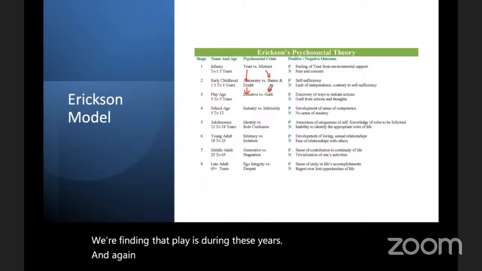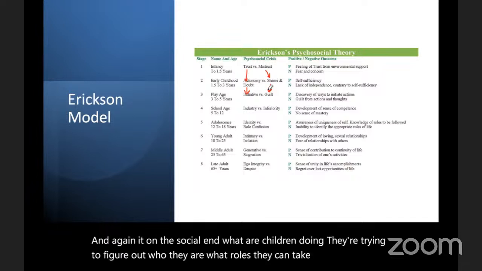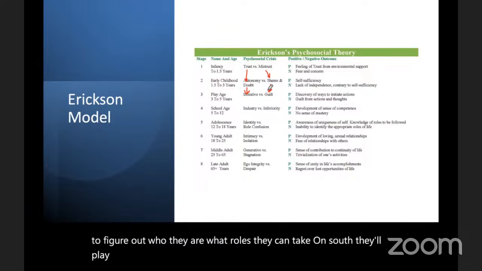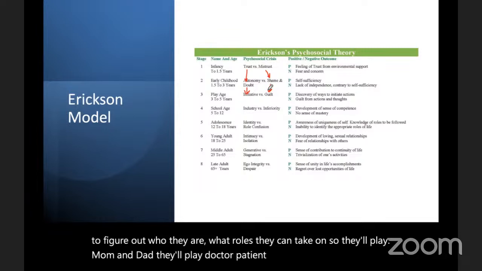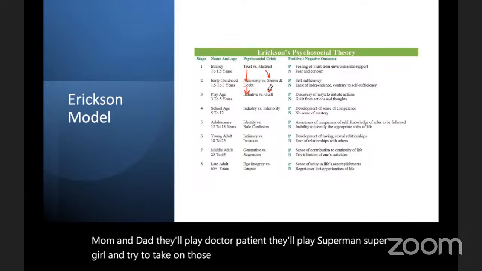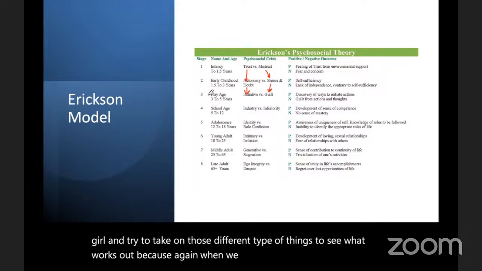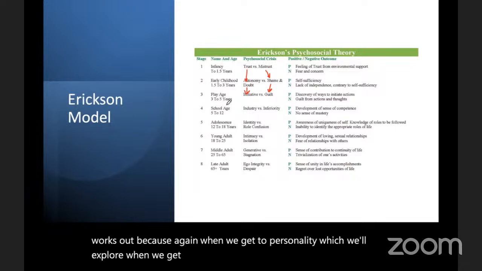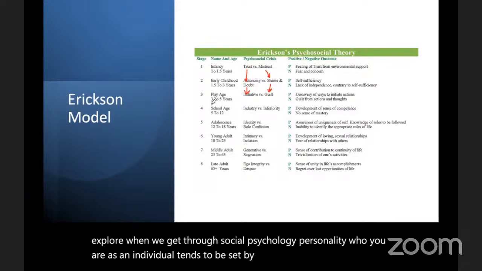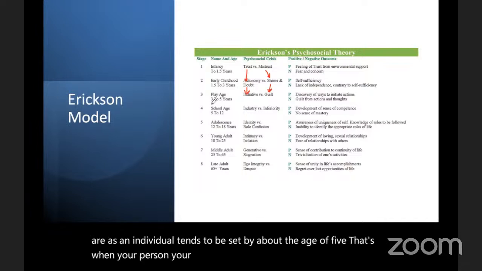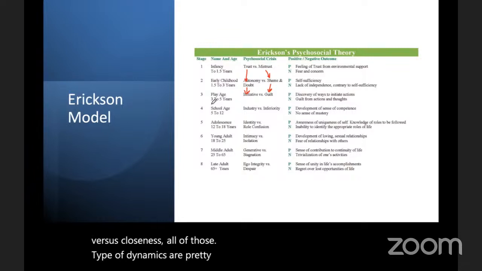And again, on the social end, what are children doing? They're trying to figure out who they are, what roles they can take on. So they'll play mom and dad, they'll play doctor, patient, they'll play Superman, Supergirl, and try to take on those different things to see what works out. Because again, when we get to personality, which we'll explore when we get through social psychology, who you are as an individual tends to be set by about the age of 5. Your extroversion, introversion, openness versus closeness, all of those dynamics are pretty well set by the age of 5, unless something extreme happens in your life.